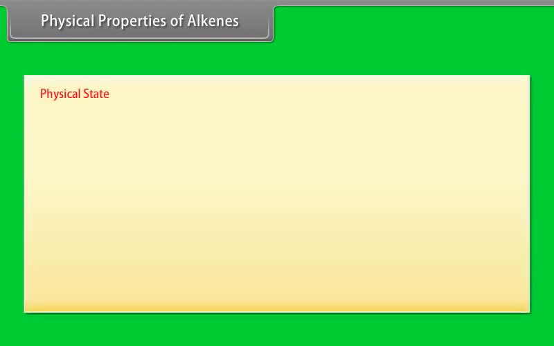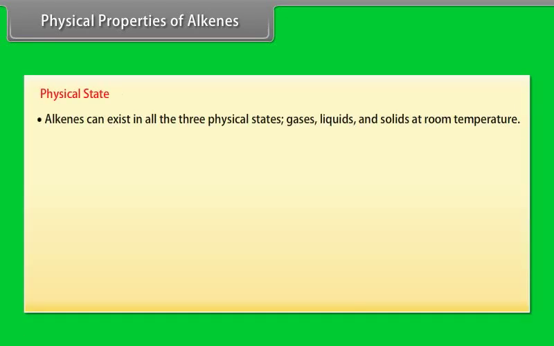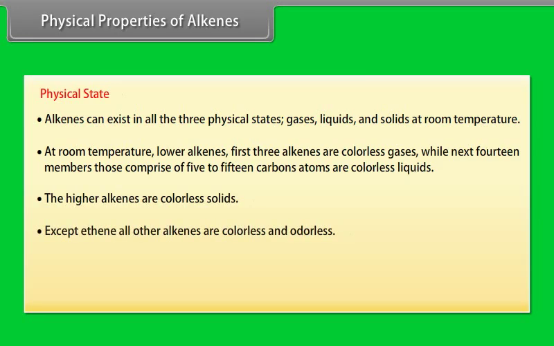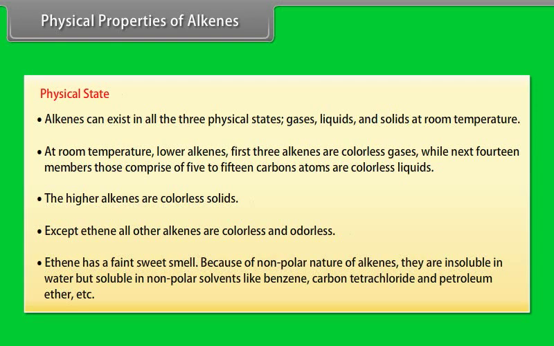Physical properties of alkenes. Physical state. Alkenes can exist in all the 3 physical states, gases, liquids and solids at room temperature. At room temperature, lower alkenes, first 3 alkenes, are colorless gases, while next 14 members, those comprised of 5 to 15 carbon atoms, are colorless liquids. The higher alkenes are colorless solids. Except ethene, all other alkenes are colorless and odorless. Ethene has a faint sweet smell.